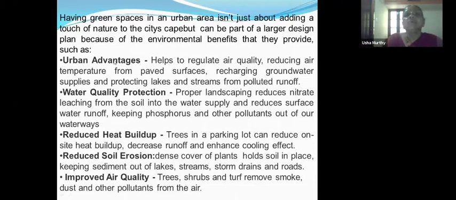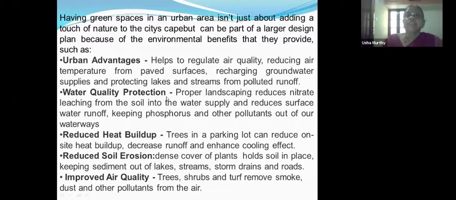Having green spaces, just adding a touch of nature to the cities, can be a part of the larger design plan because of the environmental benefits that they provide, such as urban advantages. That is, it helps to regulate the air quality, reduces the temperature from paved surfaces, recharges the groundwater, and protects the lakes and water bodies from polluted runoff.